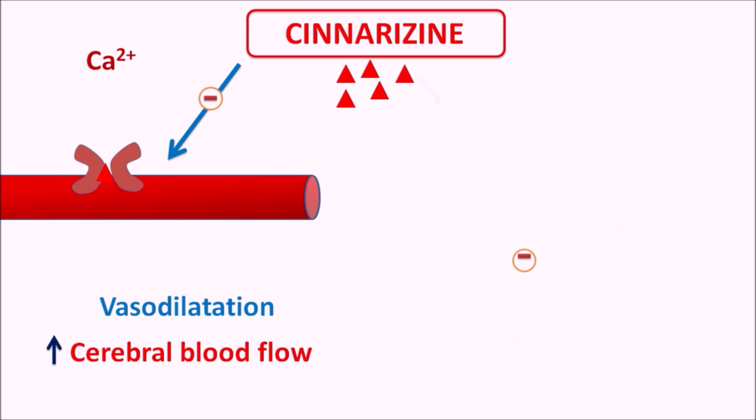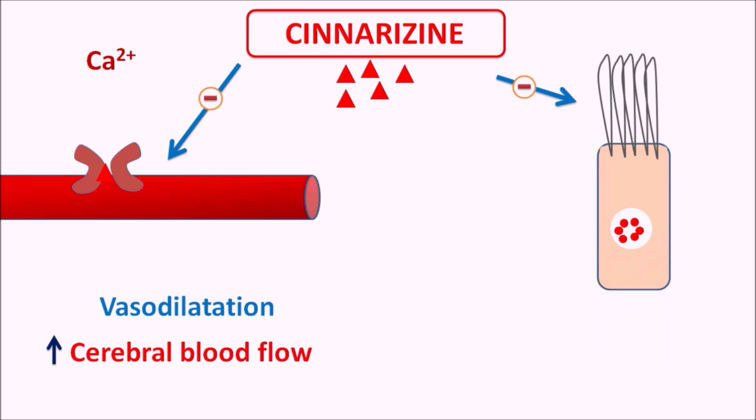Similarly, Cinnarizine can also block the potassium channels on the vestibular hair cells. Vestibular hair cells express potassium channels. When there is elevated hydrostatic pressure, these potassium channels are activated. Similarly, these hair cells are also associated with calcium channels. Under elevated hydrostatic pressure, potassium can enter through these potassium channels, which produces depolarization.